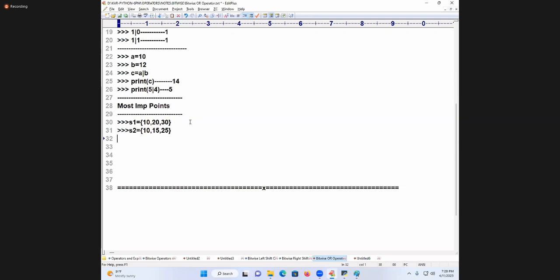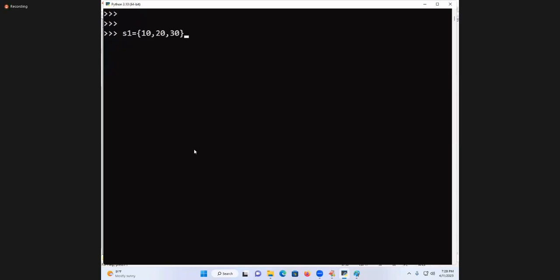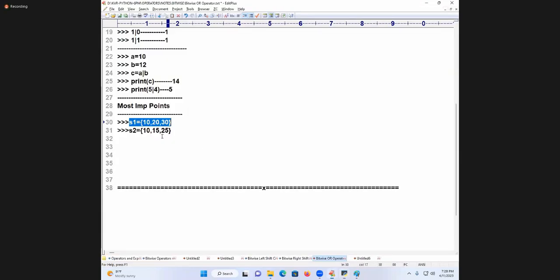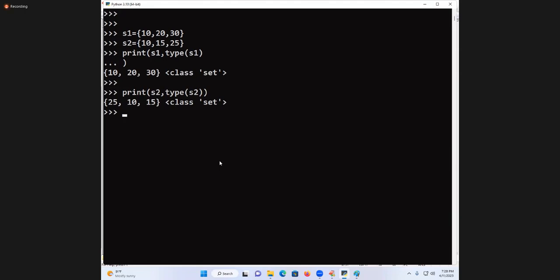They are called sets. Right. Go to the Python command prompt. I'll take up set here. S1 and S2 also I will take. Done. Print of what? S1. Type of S1. Of course. Print of S2 again. Type of S2 also, which type? Set type.